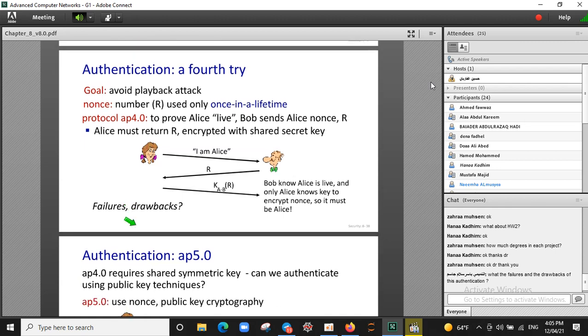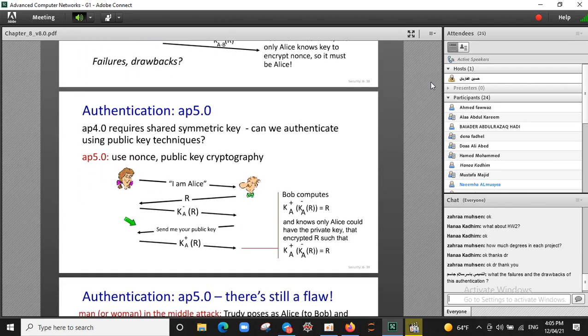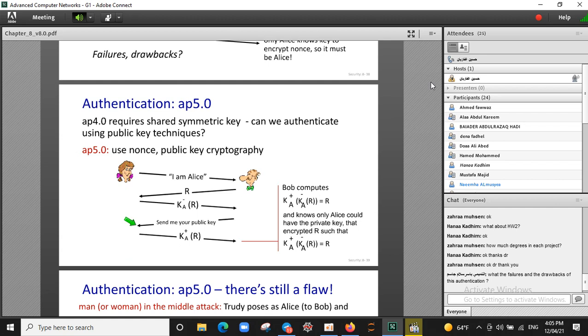So we can say, okay, if you are worried about the shared key, use asymmetric cryptography, or use public key and private key encryption strategies.